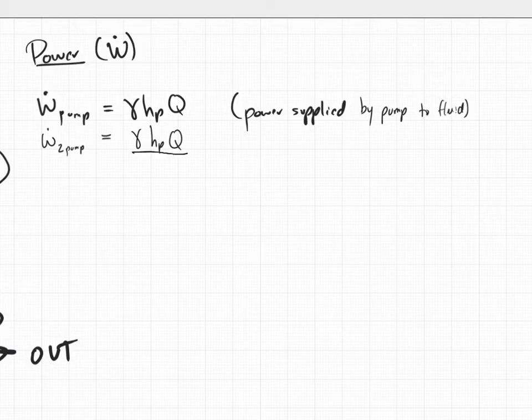So basically what we're going to do is divide that by eta, where eta is the efficiency of the pump. It is expressed as a decimal, so if it's 85% efficient, you'll put in a 0.85 right there. So this is power supplied by the user to the pump.